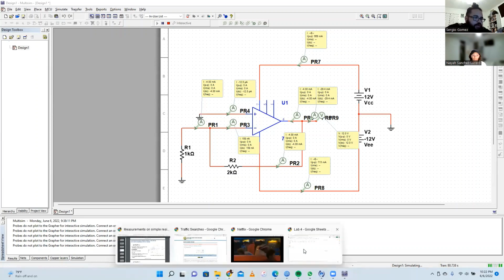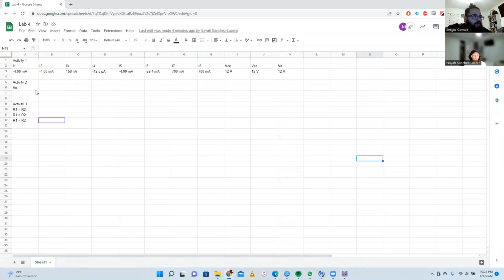Along with this, I'm going to go ahead and show you our Excel sheets. So I1 is -4 milliamps, I2 is -4 milliamps, I3 is 158 nanoamps, I4 is -12.5 picoamps, I5 is -4 milliamps, I6 is -29.4 milliamps. Now, I7 and I8, those are peak-to-peak numbers for our amperage, since the actual traditional amperage ends up being infinity. Those are 700 milliamps on the average.